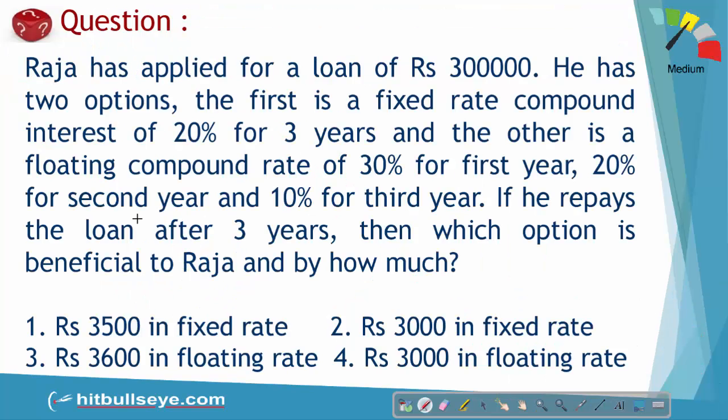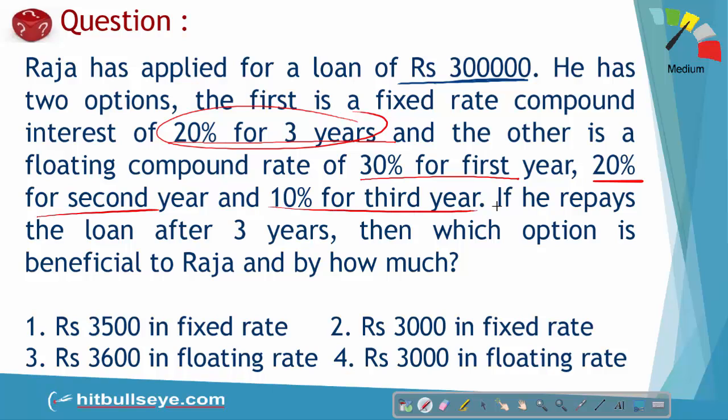Raja has applied for a loan of rupees 3 lakh. Total loan applied is 3 lakh. He has two options. First is a fixed rate compound interest of 20% for 3 years, and the other is floating compound rate of 30% for first year. In first case, fixed rate is 20% for 3 years, and here it is 30% for first year, 20 for second, and 10 for third. If he repays the loan after 3 years, in both cases, which option is beneficial to Raja and by how much?